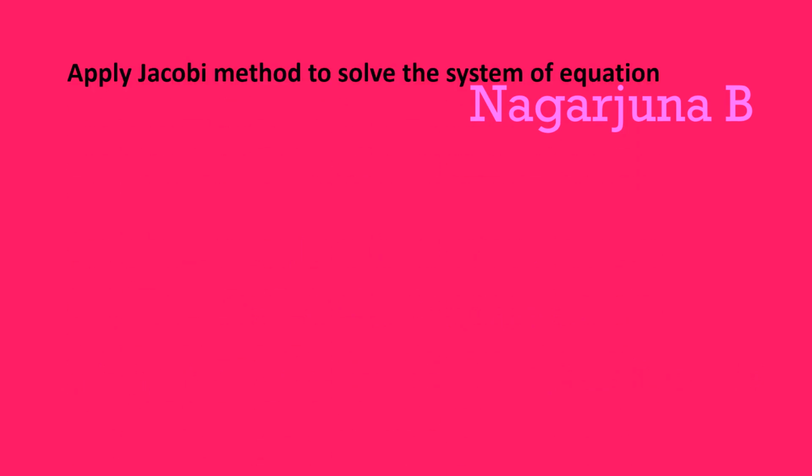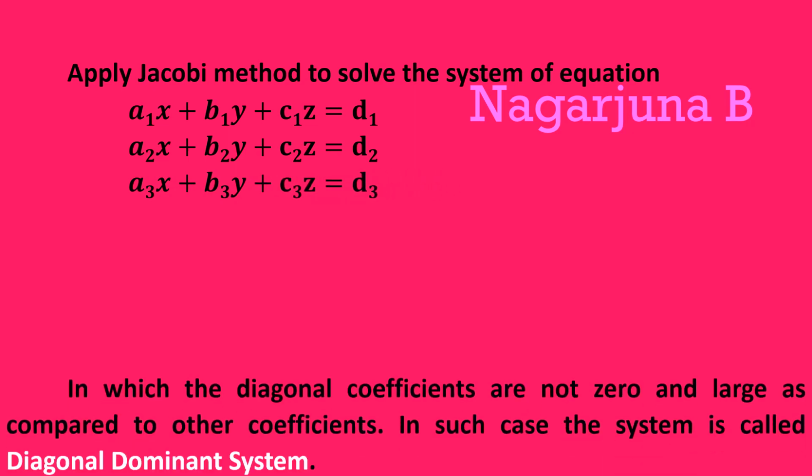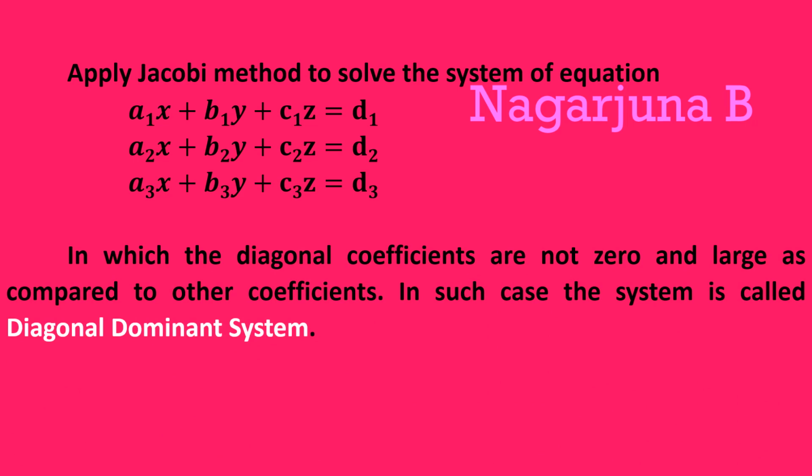Apply the Jacobi method to solve the system of equations a1x plus b1y plus c1z is equal to d1, a2x plus b2y plus c2z is equal to d2, a3x plus b3y plus c3z is equal to d3, in which the diagonal coefficients are not zero and large as compared to other coefficients. In such cases, the system is called a diagonal dominant system.